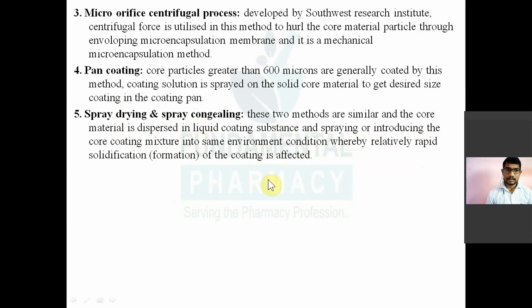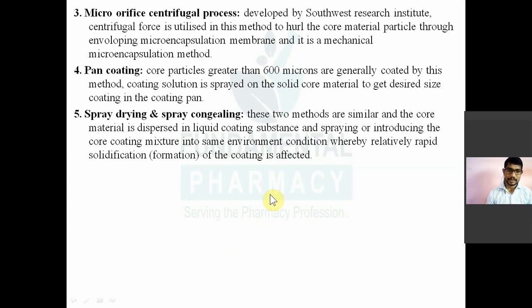इसमें क्या होता है कि जो कोर मटेरियल है वो पहले आपको लिक्विड में डिस्पर्स करना है. जो कोटिंग सॉल्यूशन है आपका पॉलीमर का कोटिंग सॉल्यूशन उसमें डिस्पर्स करना है. ओके, और बाद में उसका रैपिड सॉलिडिफिकेशन करना है. मतलब जो भी सॉल्वेंट होगा वो ऑटोमेटिकली गायब हो जाएगा, वो इवापोरेट हो जाएगा. ठीक है, एक तो वो हो गया, उसको बोलते हैं स्प्रे कंजेलिंग. और या फिर स्प्रे आपका जो कोटिंग सॉल्यूशन है वो आप स्प्रे कर सकते हो, है ना, तो उसको बोलते हैं स्प्रे ड्राइंग.